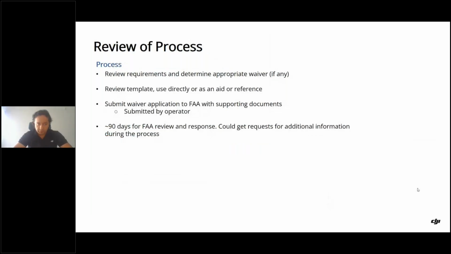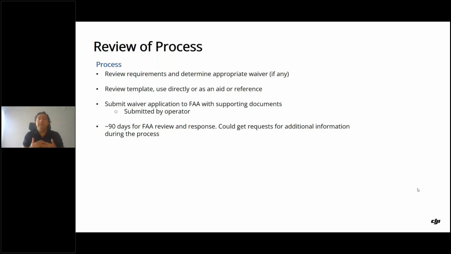So in summary, again, first of all, the whole process is to review requirements and determine the appropriate waiver. You need to understand your operation and consider, do I need a visual observer waiver, or shielding, or do I need to use detect and avoid? Then review the templates and use them directly or as an aid or a reference for your specific case. These templates are available: we have a template for visual observers, a template for shielding operations, and even one if you're using parachutes. So you can also choose the template according to what you need to apply for.